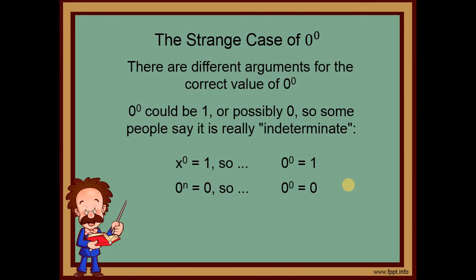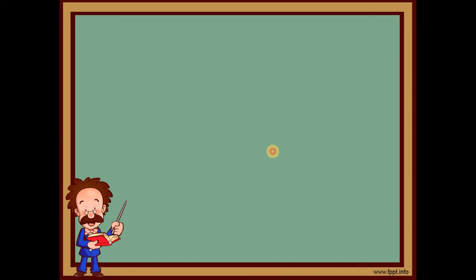And kung naguguluhan tayo, alin ba dyan sa dalawa yung tamang sagot? Medyo pamimilian natin 1 and 0. Alin dyan sa dalawa ang tama? Eh pares naman siyang tama. In that case, the correct answer for 0 raised to 0 is indeterminate. So para rin siyang 0 over 0. Okay? So let's move on.